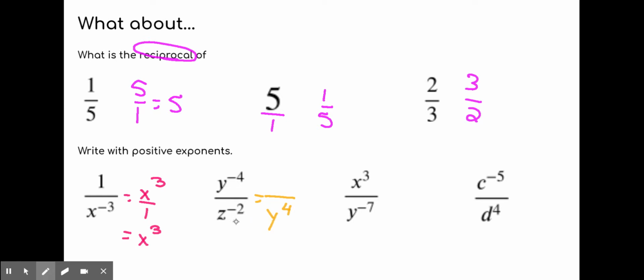I look at the bottom. Z to the negative 2, that's a negative exponent, which means it's in the wrong spot. So I'm going to move it from the bottom to the top, and I'm going to make the exponent positive. When you change location, when you go across the fraction bar, the exponent changes signs.